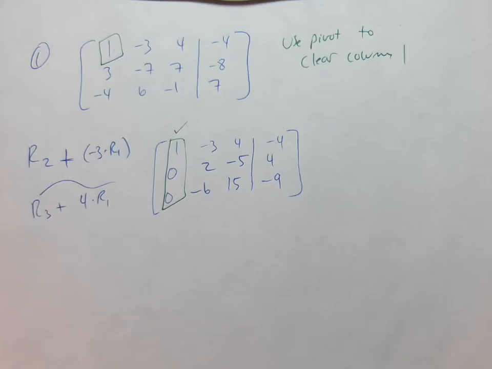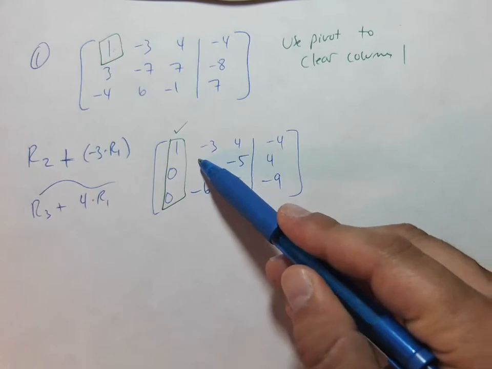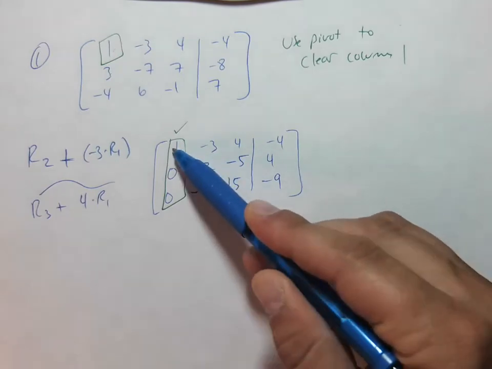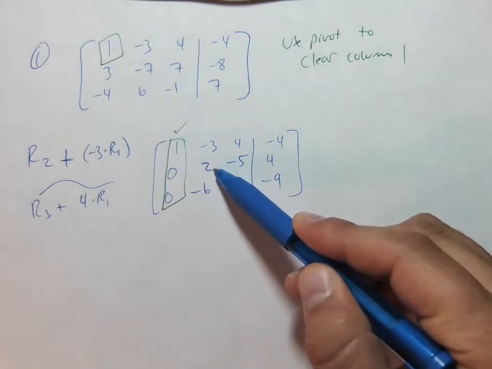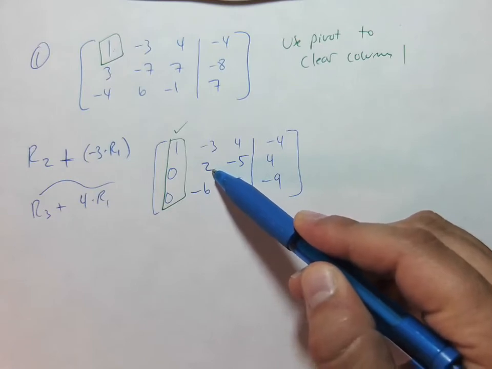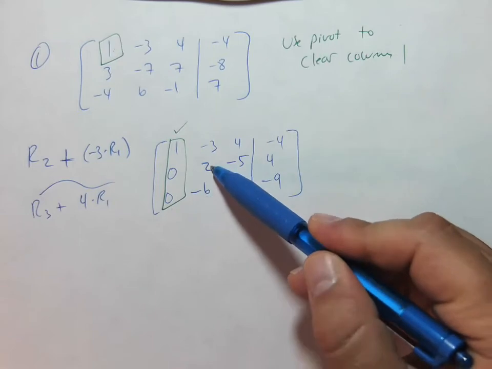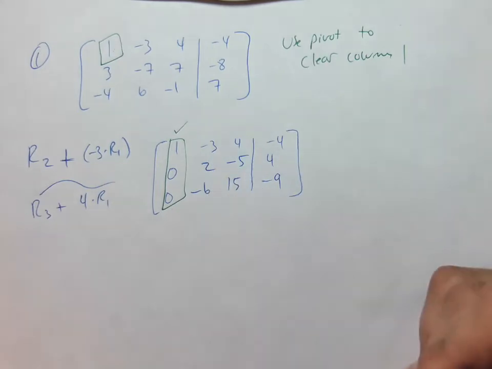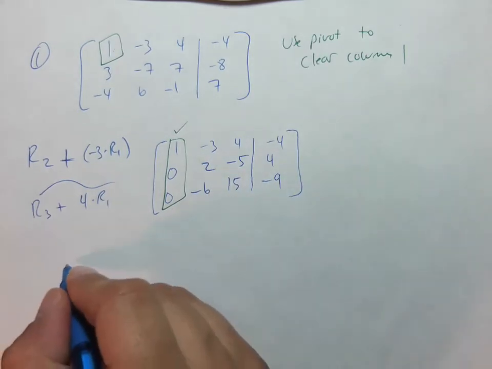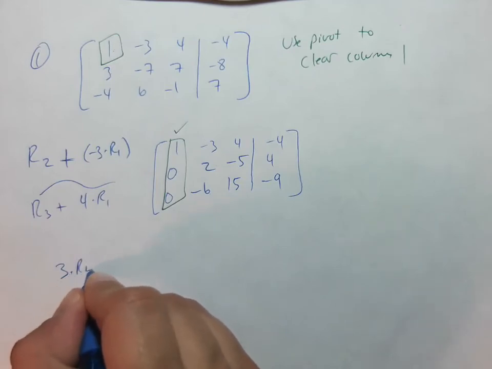Okay, let's go ahead. We want this to be our next pivot spot, so we want to go down and right to this one. Let's use it to cancel out the 6, and then we'll turn it into the number 1. In other words, let's do it in 2 steps. Let's do 3 times row 2.